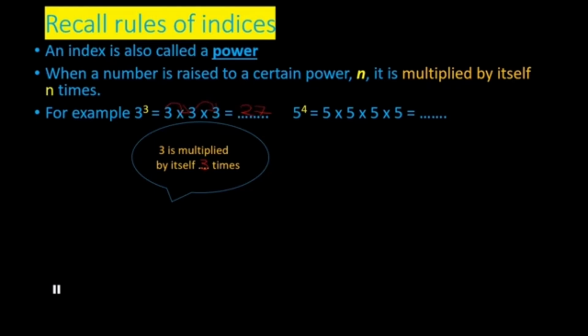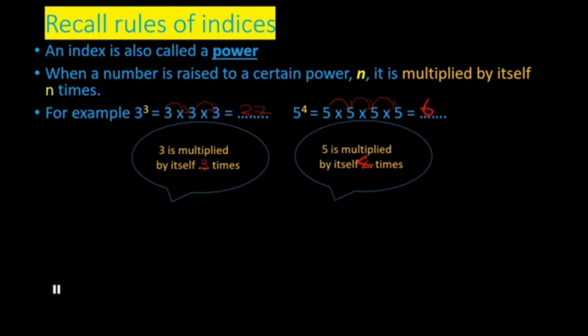Let's try another one. 5 to the power 4. What it means is 5 is being multiplied by itself how many times? 4 times. So 5 to the power 4 is 5 times 5, which gives us 25. 25 times 5 gives us 125. 125 times 5 gives us 625. So these are the rules of indices.